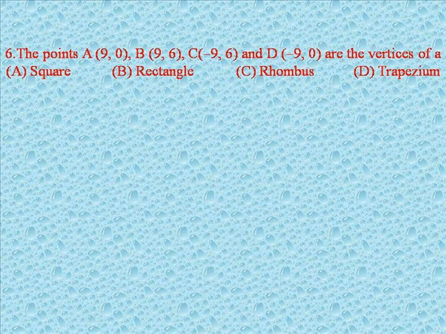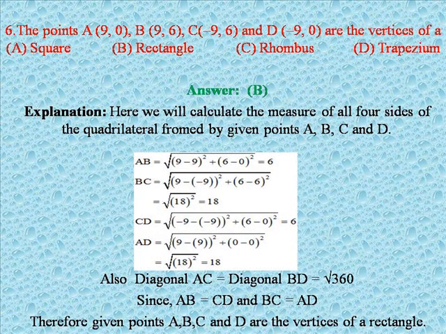Question number 6. The points A(9, 0), B(9, 6), C(-9, 6) and D(-9, 0) are the vertices of a square, rectangle, rhombus or trapezium. Choose one option from the given. Let me show you the answer. Answer is option B, that is a rectangle, and you can see the explanation given. Opposite sides are equal, also diagonals are equal, so it is a rectangle.